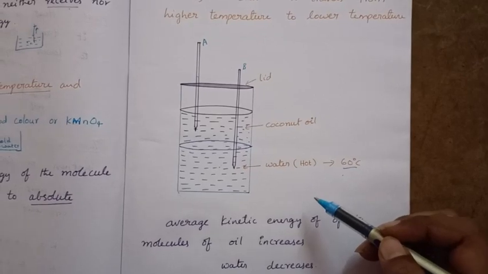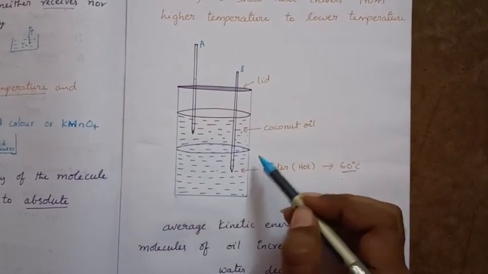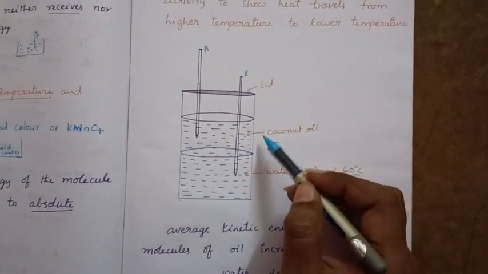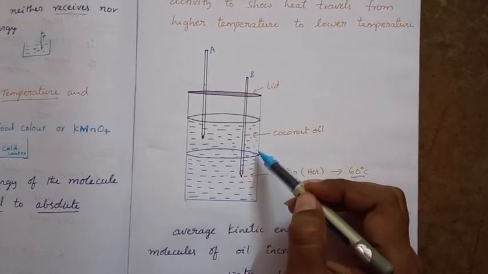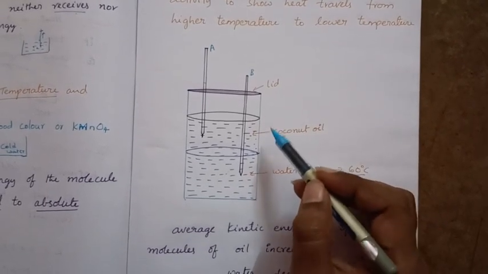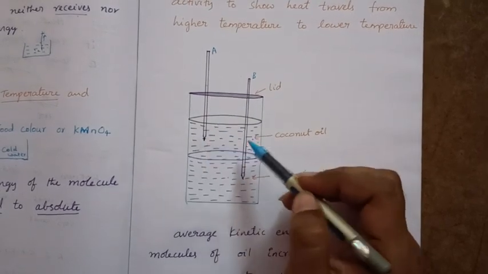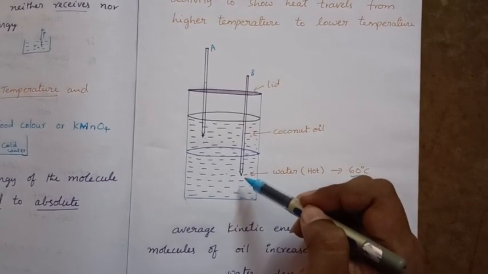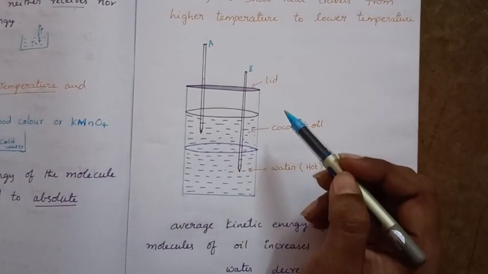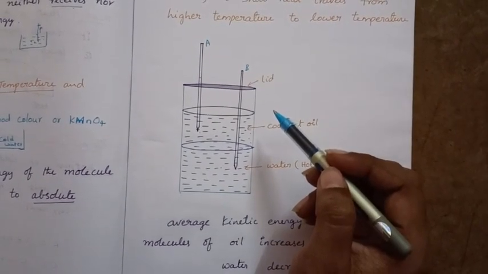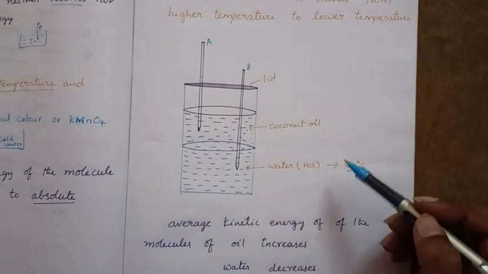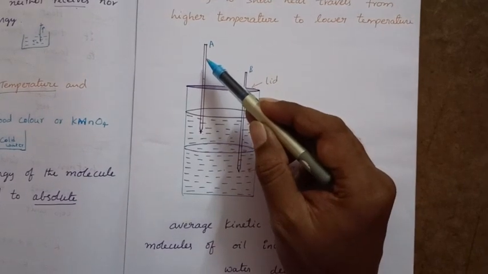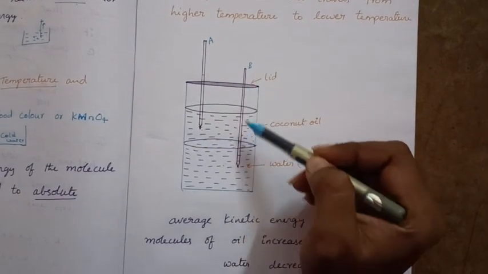Procedure: take a vessel, fill it up to a certain limit with hot water, and above that hot water pour coconut oil gently and place 2 thermometers, one in coconut oil and another in hot water. Now close it with the help of a lid. That is the procedure. Now observation: we can observe that the mercury level in A increases and the mercury level in B decreases.